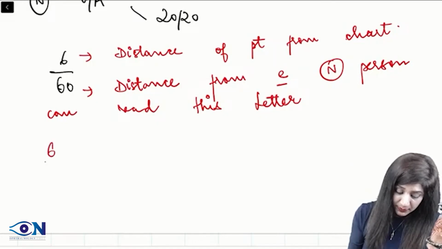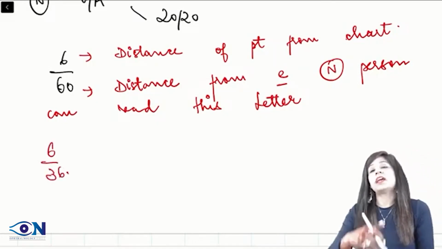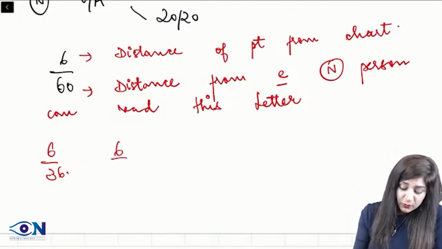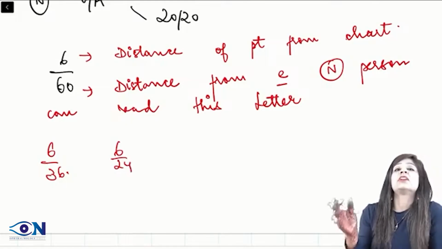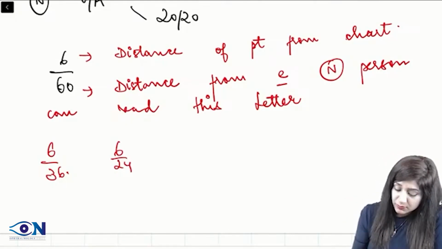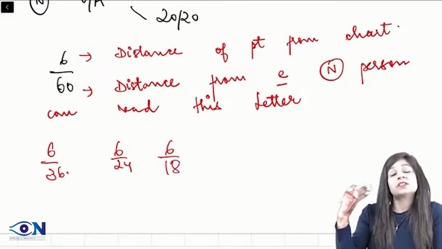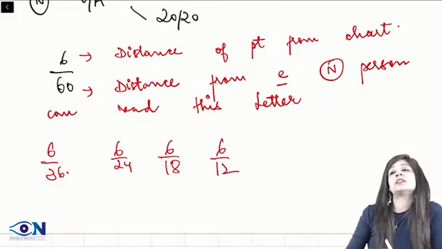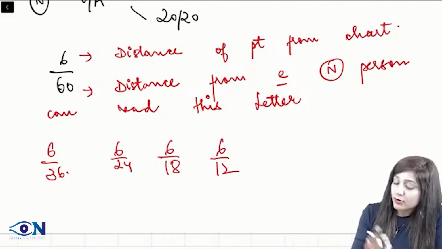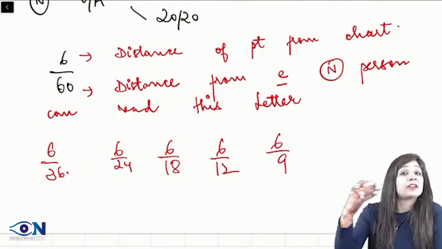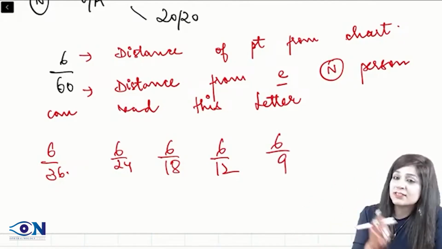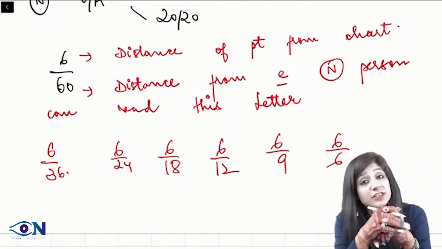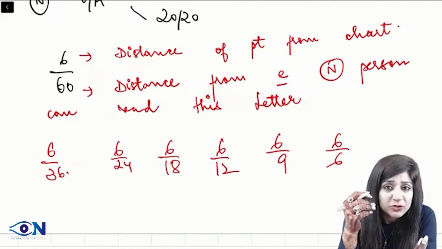Similarly, if I say 6 by 36, that means what a normal person can read from 36 meters, this person is reading from 6 meters. When I say 6 by 24, that means what a normal person can read from 24 meters, this person is reading from 6 meters. 6 by 18, what a normal person can read from 18 meters, this person is reading from 6 meters. 6 by 12, what a normal person can read from 12 meters, this person is reading from 6 meters. 6 by 9, what a normal person can read from 9 meters, this person is reading from 6 meters. And finally 6 by 6. So what a normal person can read from 6 meters, this person is also reading from 6 meters, and that is why he has the normal visual acuity.